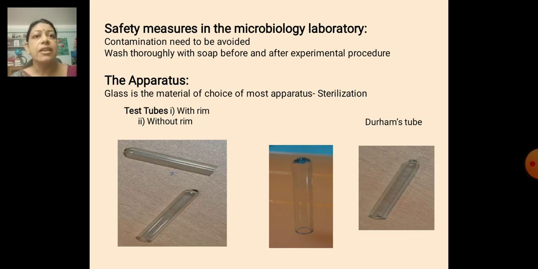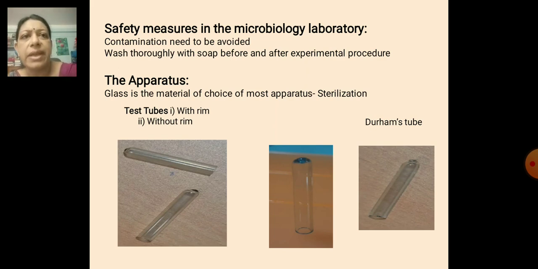For this reason, the most important material used for the apparatus in the microbiology lab is glass, because two things are very important about glass. Glass is very inert, it does not react with any type of substances, and secondly, the cleaning and sterilization of glass is very easy. For example, if we go for sterilization, we require heat in most cases, and glass is heat resistant. I will say that it can resist the heat.